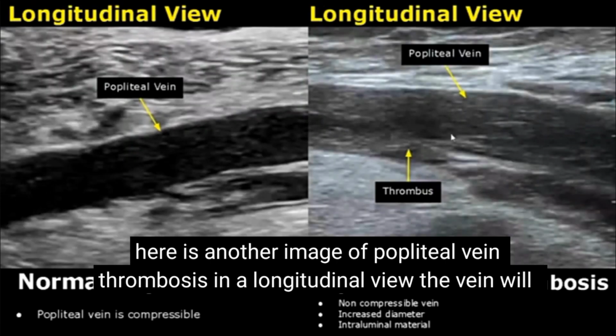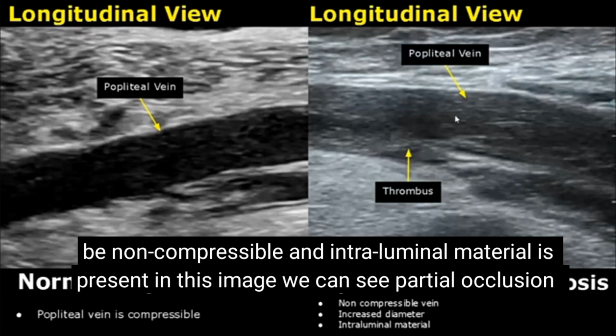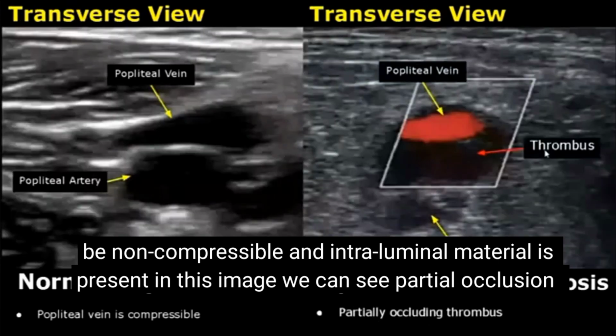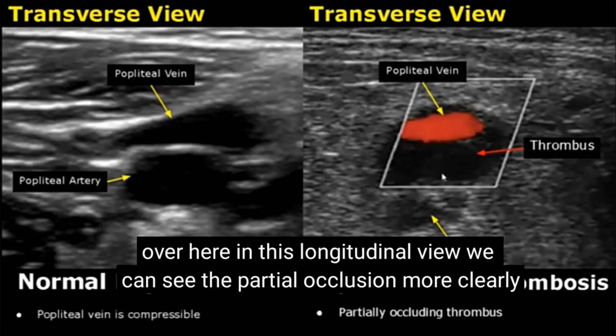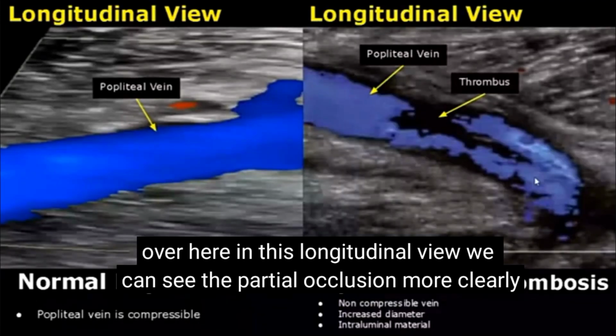Here is another image of popliteal vein thrombosis in a longitudinal view. The vein will be non-compressible and intraluminal material is present. In this image, we can see partial occlusion of the vein due to thrombosis. Only this part of the vein has blood flow and no flow is seen elsewhere. Over here in this longitudinal view, we can see the partial occlusion more clearly.